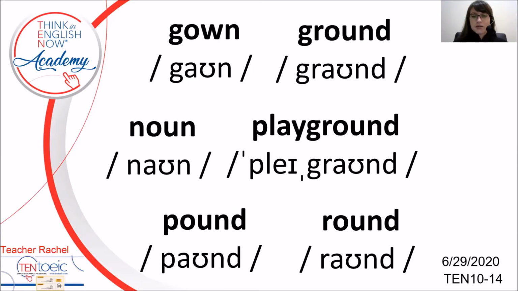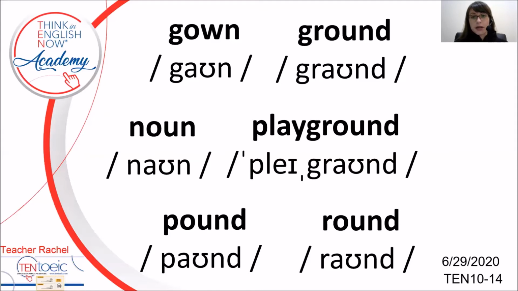Playground. This is where children go to play. Usually every town has a playground. There's swings and slides, and maybe they can play basketball, and there's different courts. This is a playground.